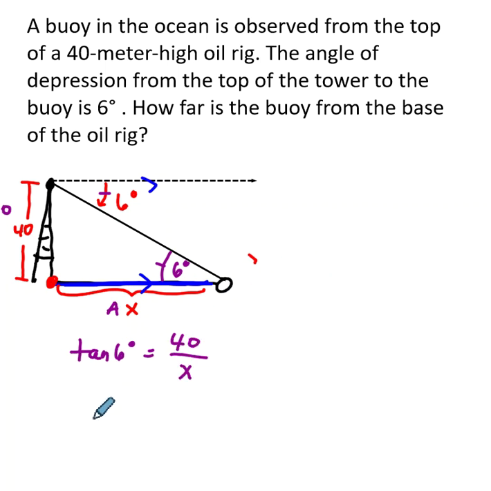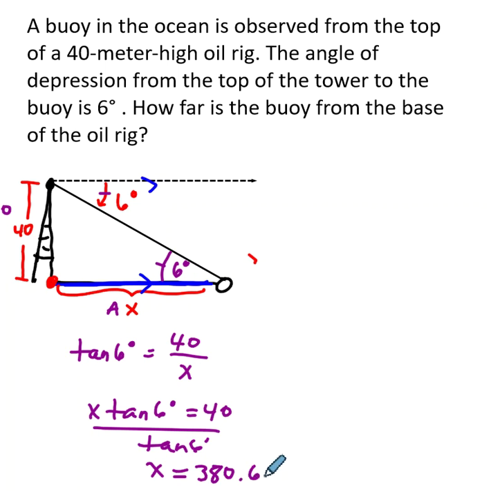I'm setting it up with the 6 degrees, but that's not to say that I couldn't have used 84 degrees. I could have used that as another way of doing this problem. It's just the wonderful thing that we can approach this in different ways, depending on which I was more comfortable with. Am I more comfortable dividing by the tangent of 6 degrees? So here I get x is 380.6. I'm going to go to the tenths because it didn't say where to round to. Meters away.